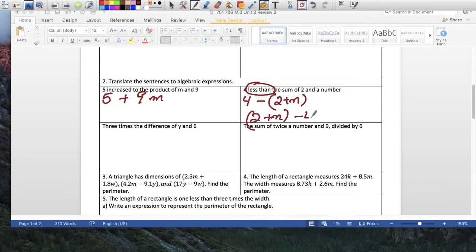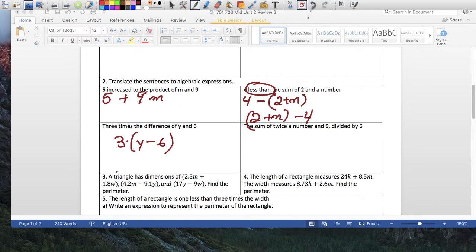Parentheses again, minus 4. 3 times the difference. The difference means subtraction of y and 6. Right, so you've got to do the subtraction first, subtract y minus 6, and then multiply by 3. But if you leave it as it is right now, this says 3 times y, and then subtracts 6, which is not what you want. You want to find the difference between these two numbers first, and then multiply by 3. So your answer should be that.